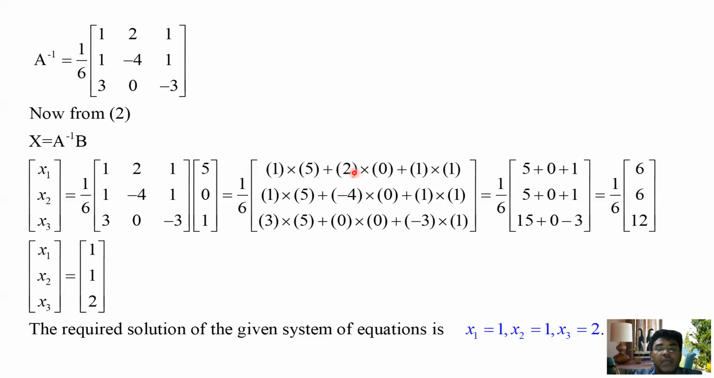If I simplify 5, 0, 1, that is 5 plus 0 plus 1. In second row, 5 plus 0 plus 1. In third row, 15 plus 0 minus 3. So ultimately what you have, 6, 6, 12. If I divide by 6, what is left? 1, 1, 2. The required solution of the given system of equations is x1 is equal to 1, x2 is equal to 1 and x3 is equal to 2. So this is the Gauss-Jordan method. So here your main part is finding A inverse.